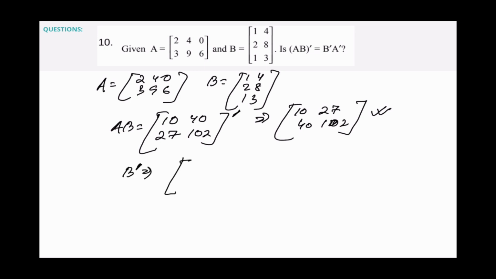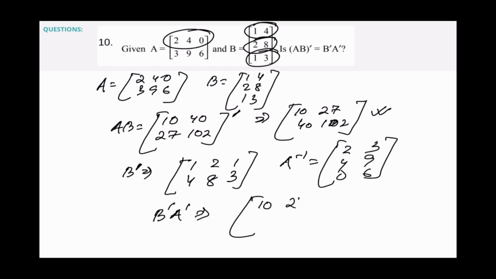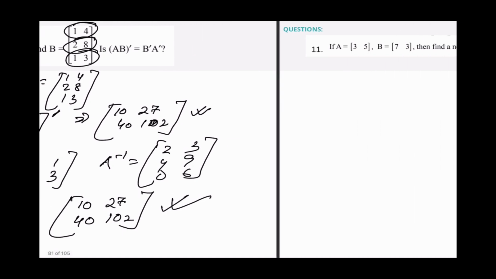Now, what about B dash? Take transpose B dash. So B dash will be what? The row will become column. So 1, 4. Second row will become second column, 2, 8. And third row will become third column. Simple. And A dash will be the same thing. Take the first row, make it first column, 2, 4, 0 and 3, 9, 6. Multiply them. B dash A dash also you'll get as 10, 27, 40 and 102. Done. Let's see the next question.